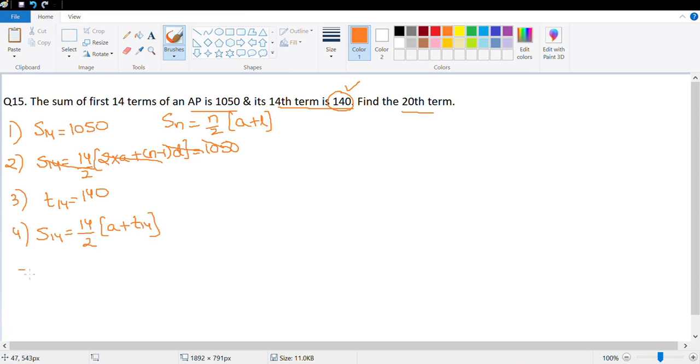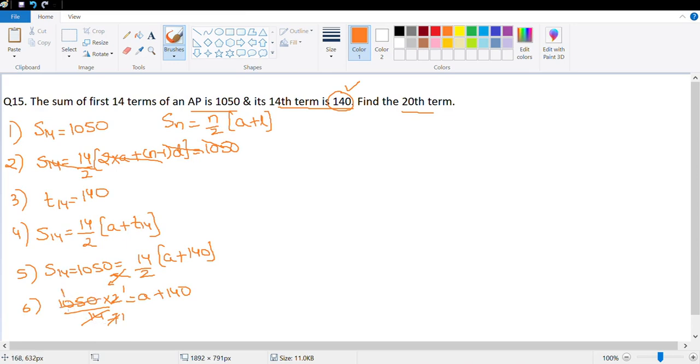So what I get is S14, which is equal to 1050, is equal to 14 upon 2 times A plus the 14th term, 140. Let's cross multiply. What we get is 1050 into 2 upon 14 is equal to A plus 140. That's 2 1, 7, 7 1, and this is 7 into 1, 7, 35. That's 150. What it gives us is A plus 140 is equal to 150. Therefore, A is equal to 10.